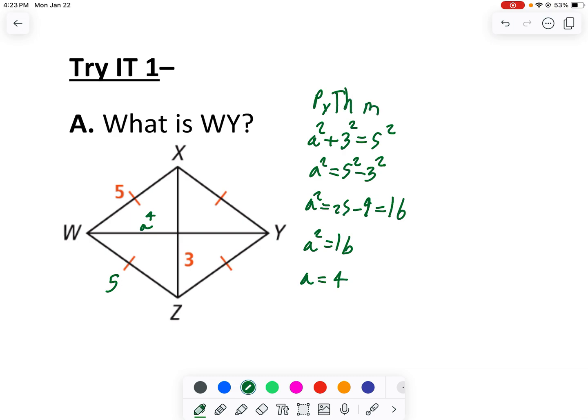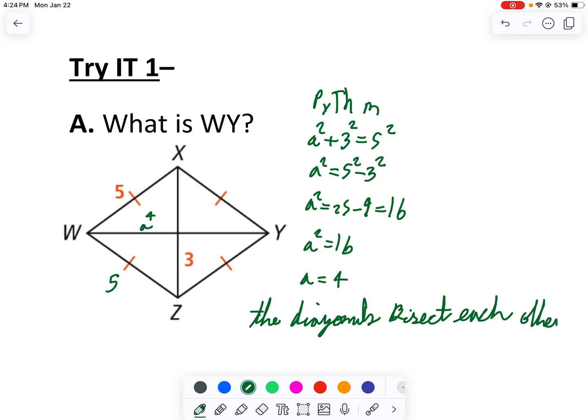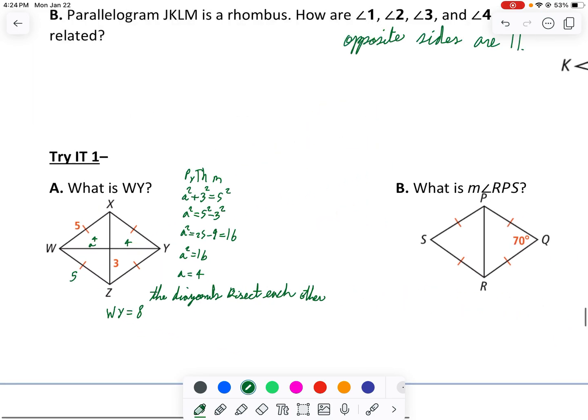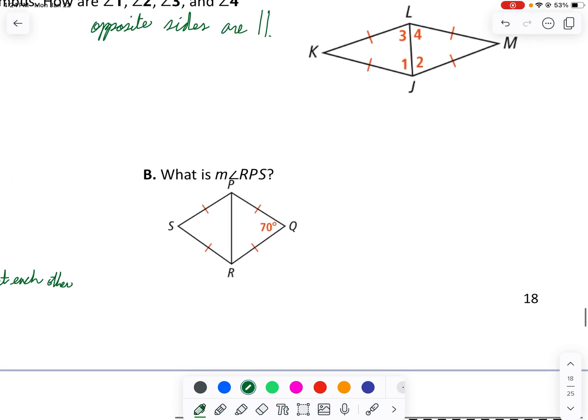Okay? With knowing that, we can go ahead and find out WY using, again, that special property about the diagonals in a parallelogram. The diagonals bisect each other. Okay, those diagonals bisect each other, so WY is equal to 8. That's because if that's 4, this is also going to be 4. All right. What about this one?